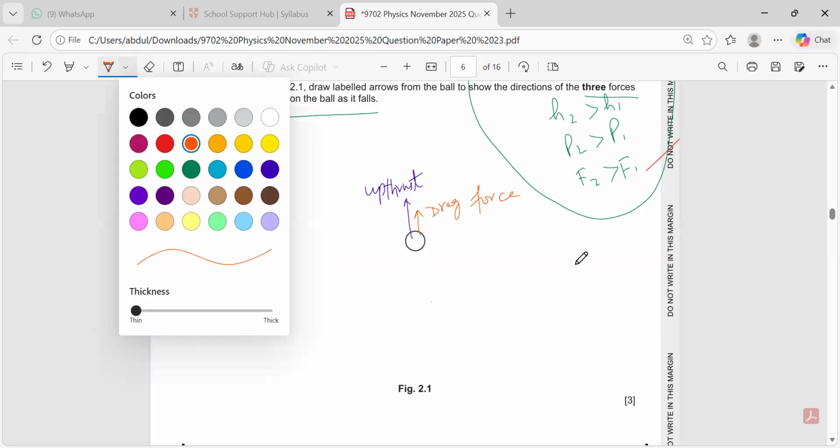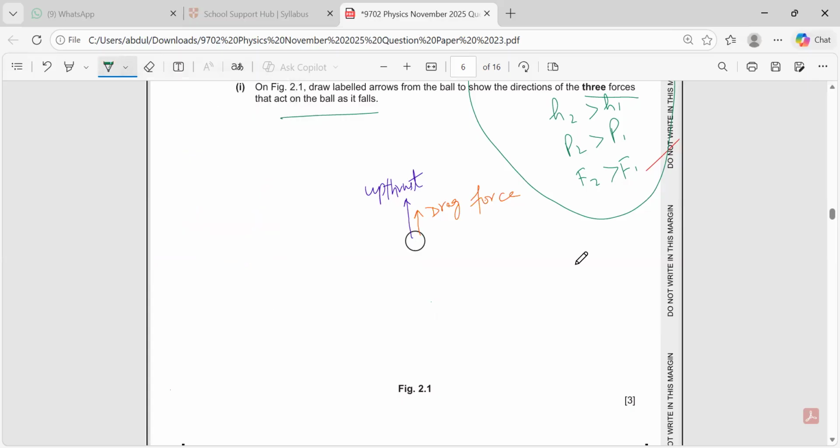As the body is falling with terminal velocity, the sum of the lengths of these two arrows should be equal to the length of this one arrow, which is the weight. To show that upward force is equal to downward force, so the resultant force will be balanced and the body will be falling down with constant velocity, that is known as terminal velocity.